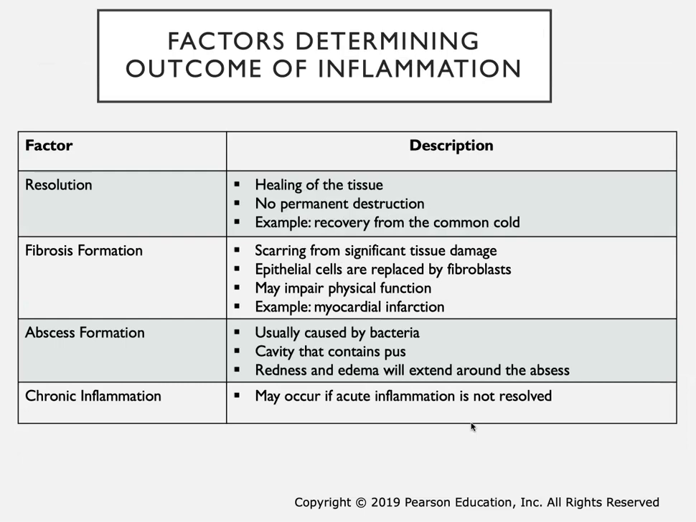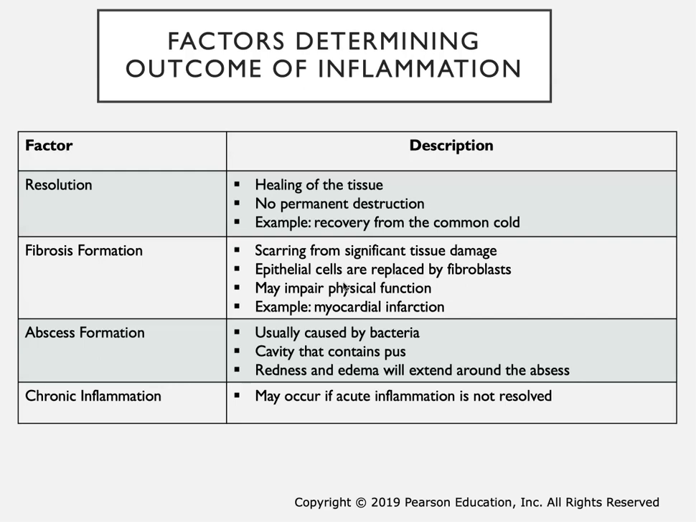Some factors are involved in determining the outcome of inflammation. It can be resolved. So resolution, healing of the injury, there's no permanent destruction. Think about recovery from a common cold, recovery from a minor scrape or some other type of contusion. If you talk about fibrosis formation, you can get scarring, with significant tissue damage. What happens in scarring is those epithelial cells are replaced by fibroblasts. Again, it's the idea that you have a different cell type replacing what was there.